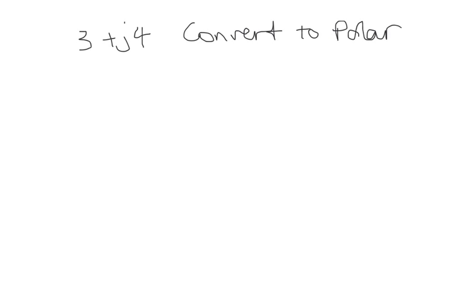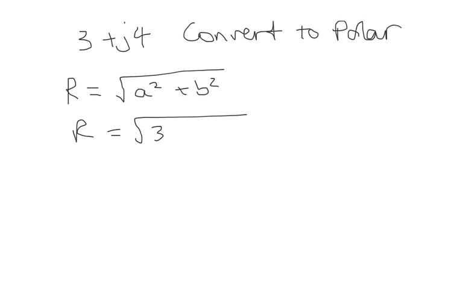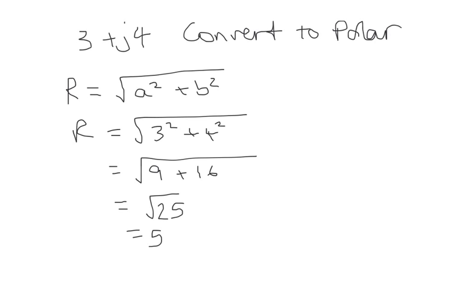We have 3 plus j4, and we want to convert this to polar. So we work out r using the square root of a squared plus b squared. a is 3, so this is 3 squared, b is 4, so 4 squared. So this is the square root of 9 plus 16, square root of 25, 5. r is 5.